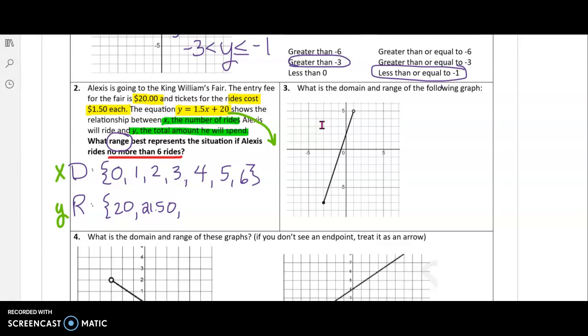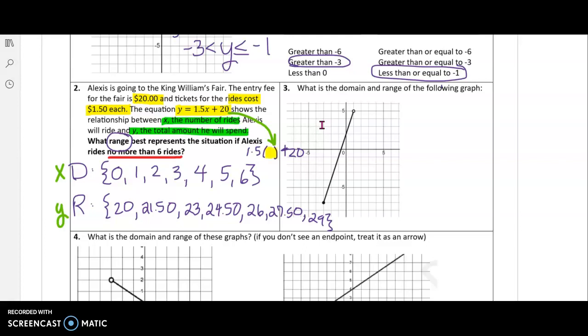So that's 1 ride. 2 rides would be $23. 3 rides would be $24.50. 4 rides would be $26. 5 rides would be $27.50. And 6 rides would be $29. And remember, all I did was I used that equation and I replaced the x with the number of rides. So you'd fill it right there in that blank.